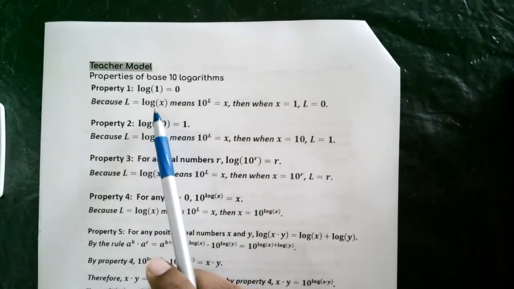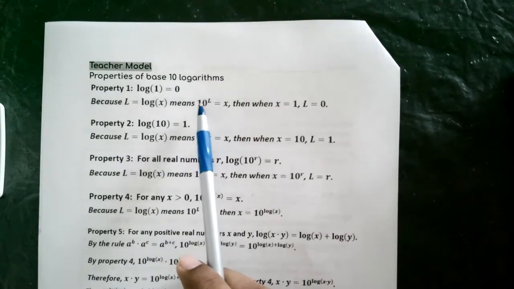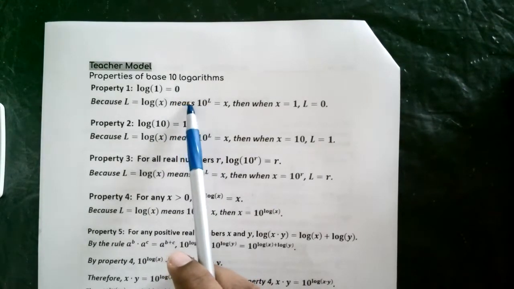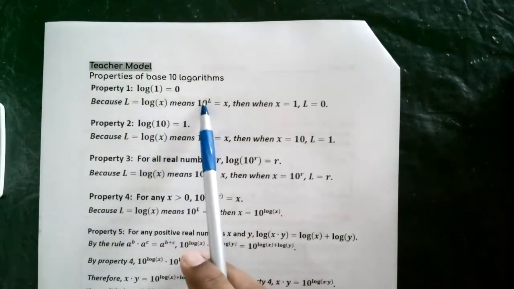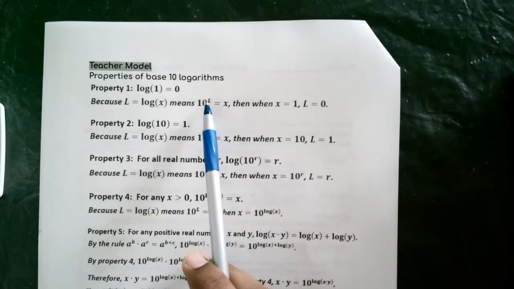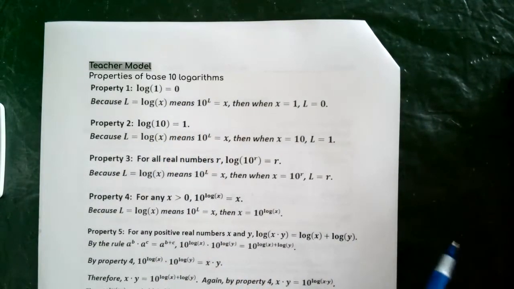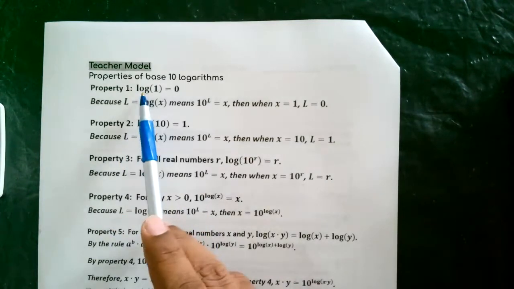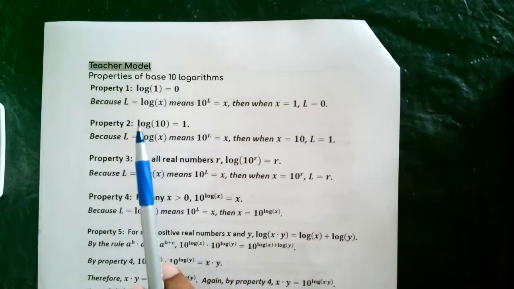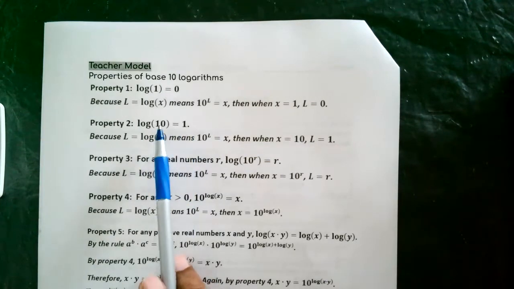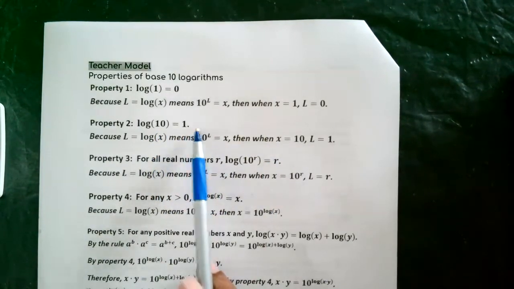This 10 moves to the other side, so it shows up like this. And if we have L on the other side, like we have here, then L goes as a power, or as an exponent of 10, so that is equal to this x. When x is equal to 1 and L is equal to 0, any base, if we have a base of 10, if it has an exponent of 0, then it is equal to 1. So this is the justification why log of 1 is equal to 0. Again, log of 10 is equal to 1 because 10 with an exponent of 1 is 10.